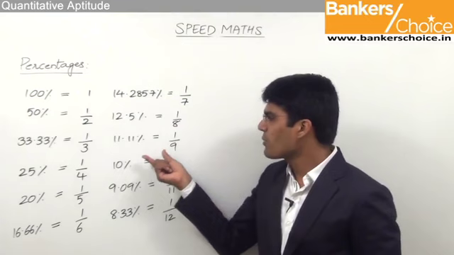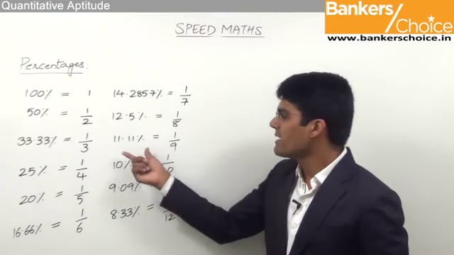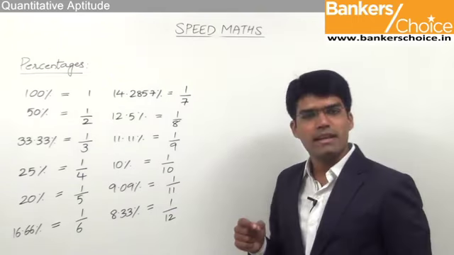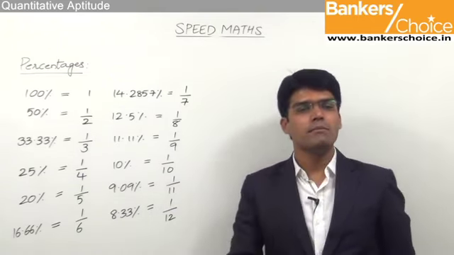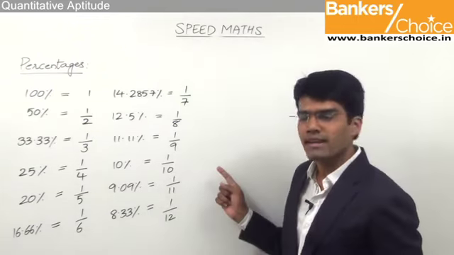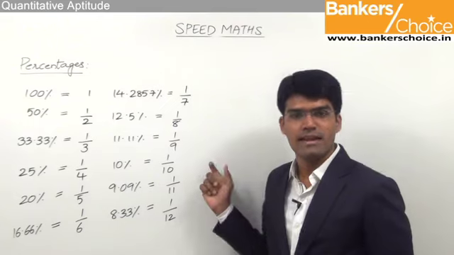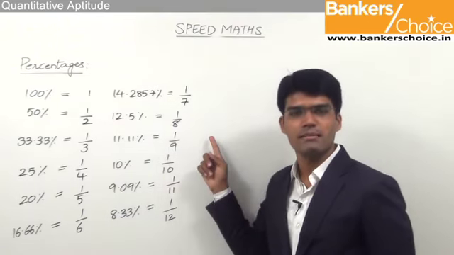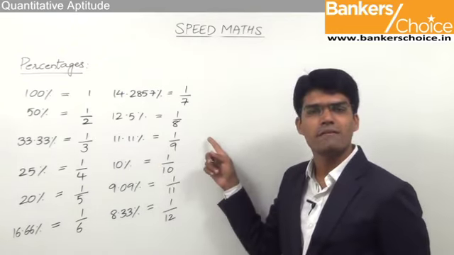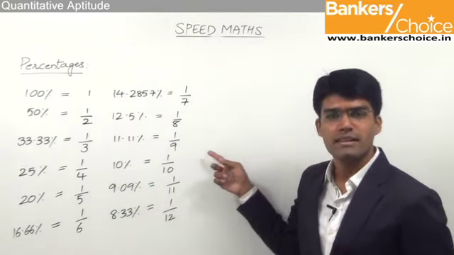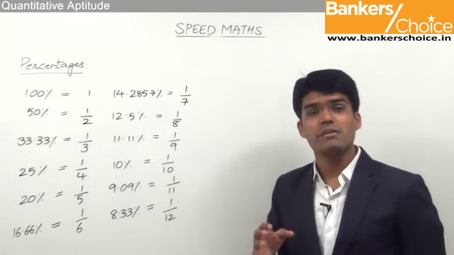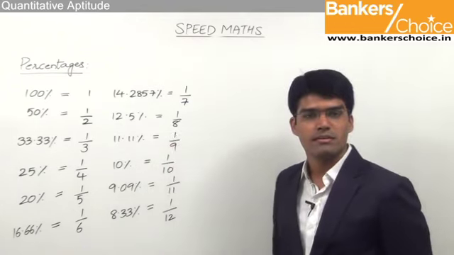Moving on to the next one, 11.11 is 1 by 9. Now this is a very easy one. 11.11% equals 1 by 9. Now we know what is 1 by 9. We need to find out 2 by 9, 3 by 9 up to 9 by 9. So 2 by 9 will be 22.22. 3 by 9 is 33.33. 3 by 9 is 1 by 3. So 33.33 is 3 by 9, or we can say 1 by 3. 44.44 will be 4 by 9. 55.55, 5 by 9. 77.77, 7 by 9. So this is how we can make the calculation simple by practicing on all the multiples.